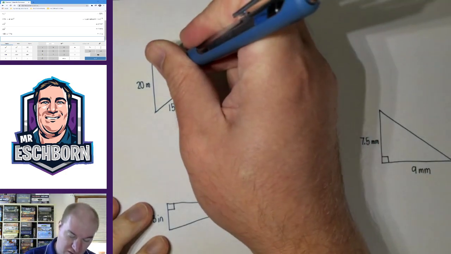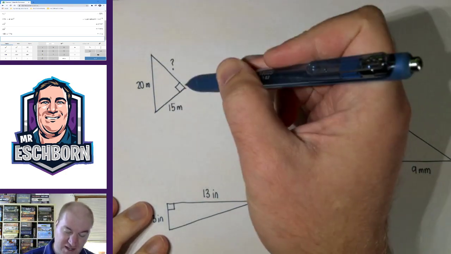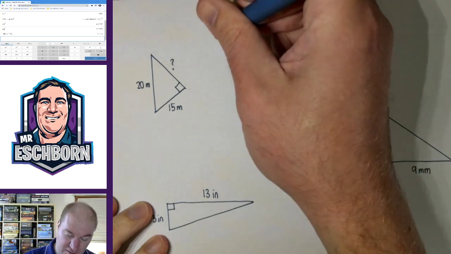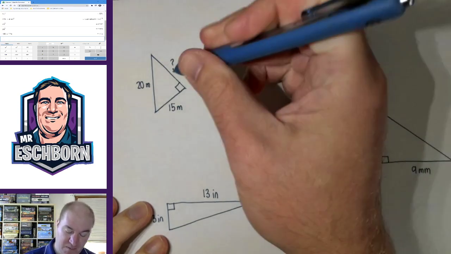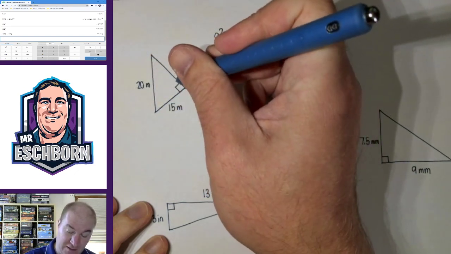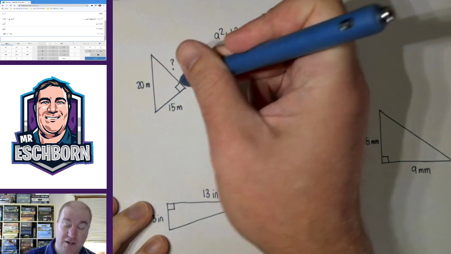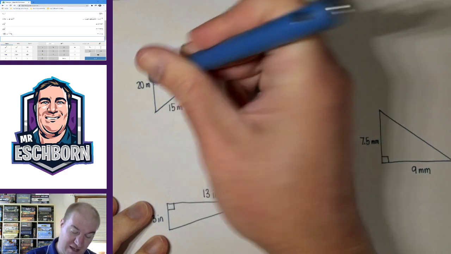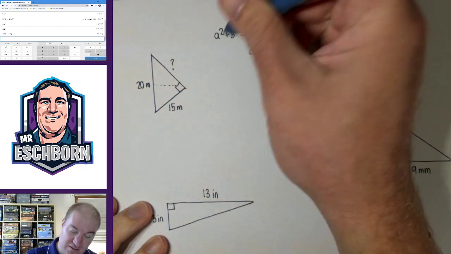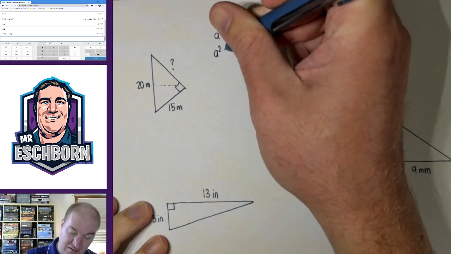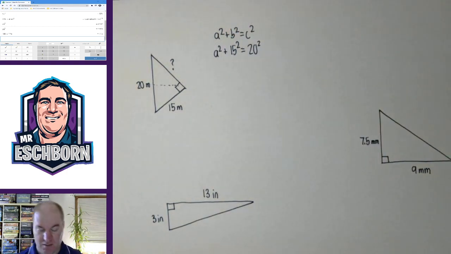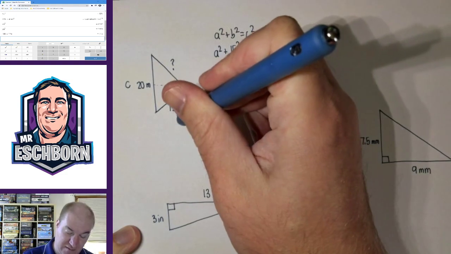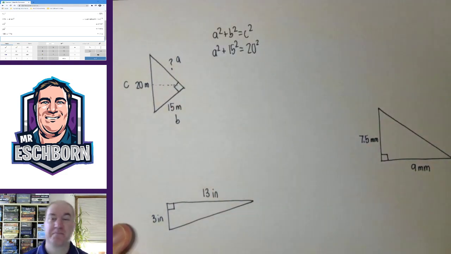So this question here says find the missing side, and let's write the formula. A squared plus b squared equals c squared. We are missing one of the legs, right? Because it's the side touching the right angle. So 20 has to be C. I'm going to say we're missing A, and B is 15. All right, so I'm going to say this is C, and this is B, and this is A.